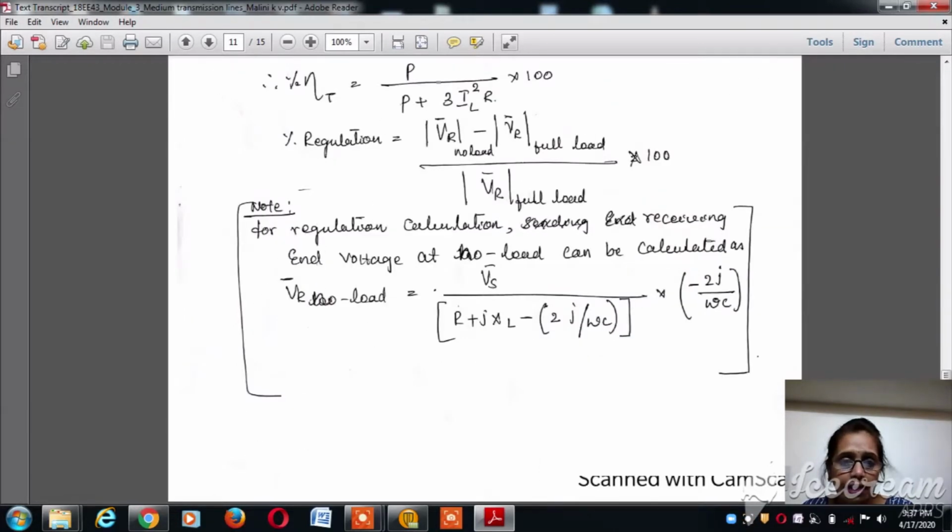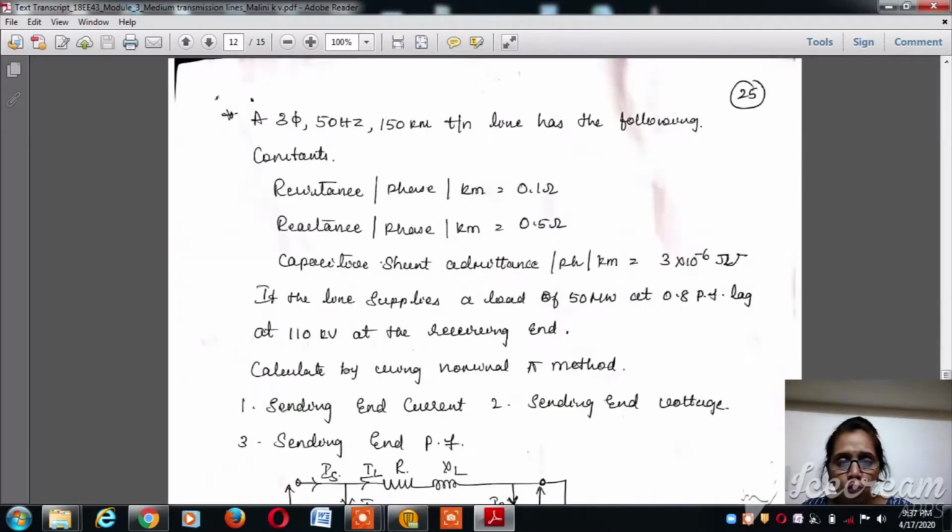After understanding how to calculate the percentage efficiency as well as the regulation, we can solve a small problem based on the data that is given. So let's solve one problem to have a very good understanding of the concepts that we have discussed, that is the end condenser method, nominal T method, and the nominal pi method.